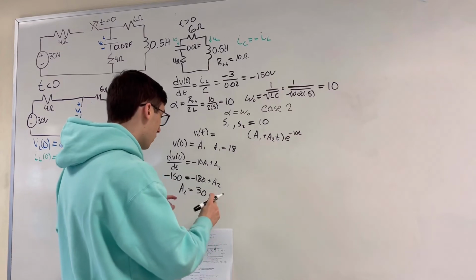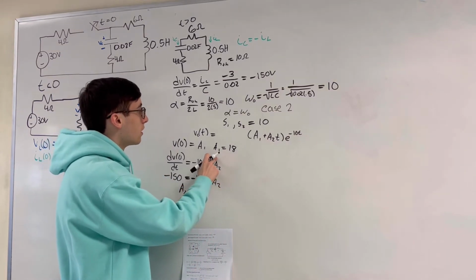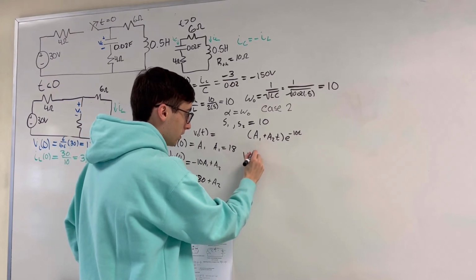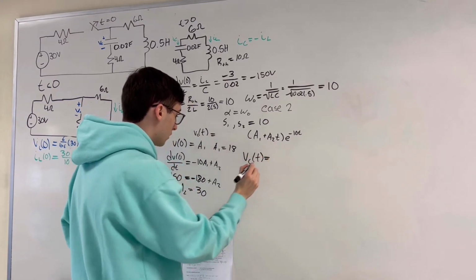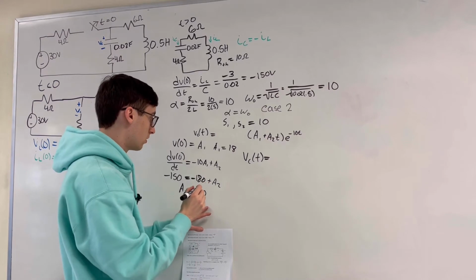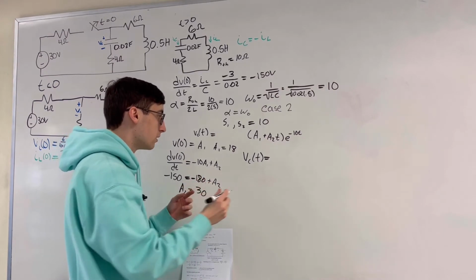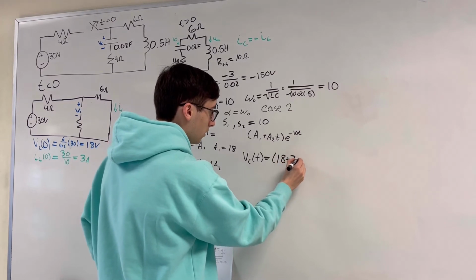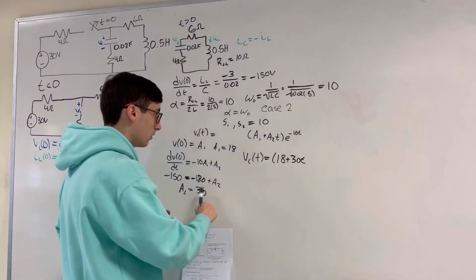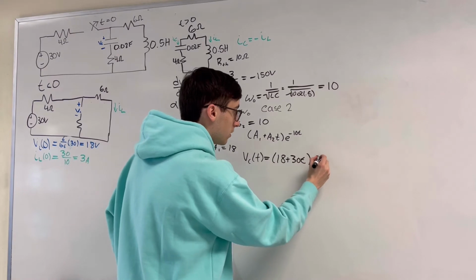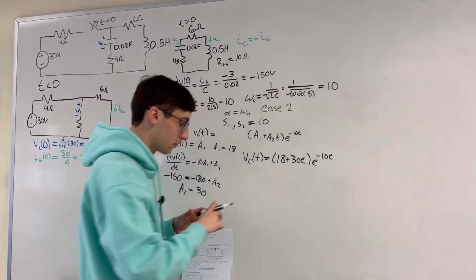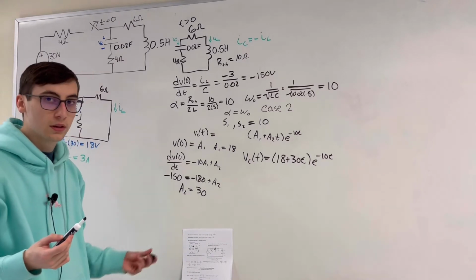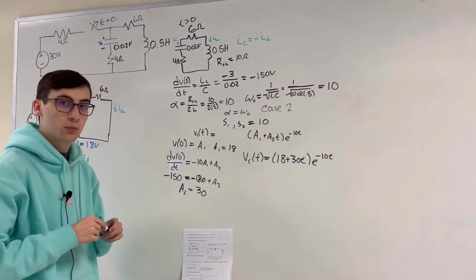To do that, we'll just plug in our A2 and A1 into our general equation, which is this. So our Vc of t is going to be equal to A1, which you know is 18, plus 30t, which is our A2, times e to the negative 10t. And that's your problem done. It's pretty simple. It's basically just following the formula sheet and you'll probably get everything right.